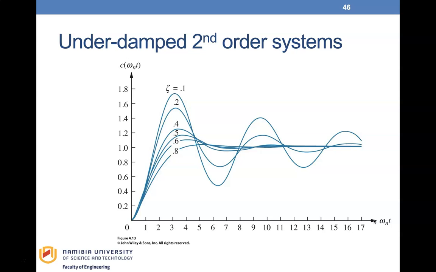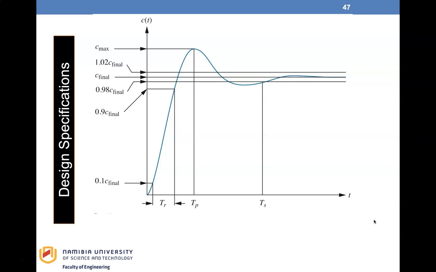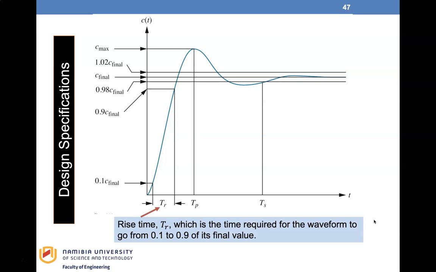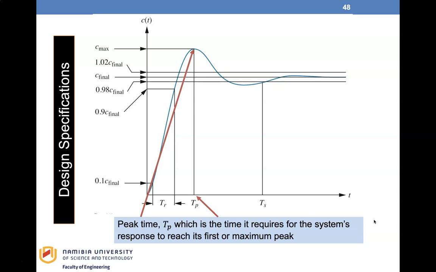Apart from the natural frequency and damping coefficient, we would like to introduce other specifications for the underdamped second order system. These are the rise time, which is the time required for the waveform to go from 0.1 to 0.9 of its final value. Then we have the peak time, which is the time it requires for the system's response to reach its first or maximum peak.